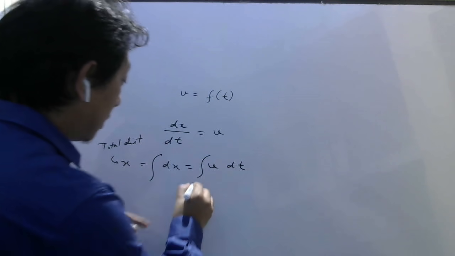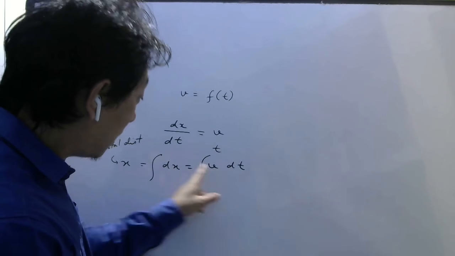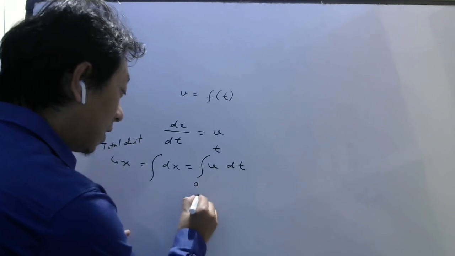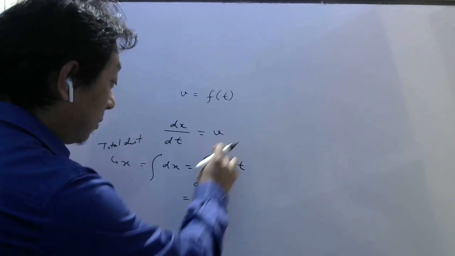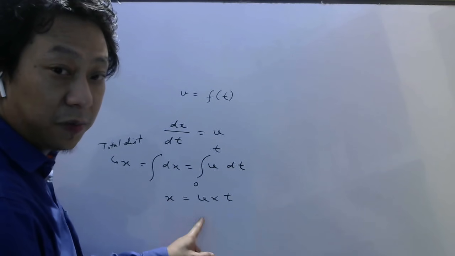Okay, in what interval? From 0 to t, let's say. So you cannot take this v outside because this v is not constant. If v was constant, you can take it outside. Then integration of dt will give you t. Upper limit, lower limit, if you put, you will get this formula again. Distance equal to speed into time.